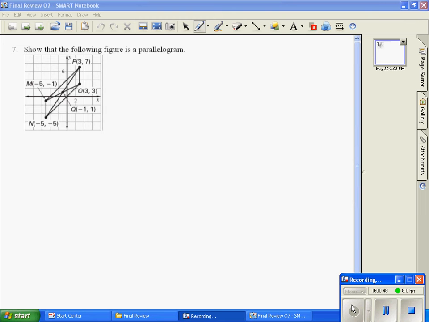So I'm going to do the first two methods. We won't worry about the third one. Just imagine picking one part of each one of the methods and putting it together. So let's do the first method, showing that opposite sides are congruent.